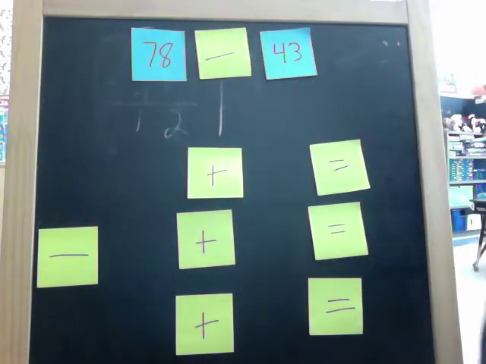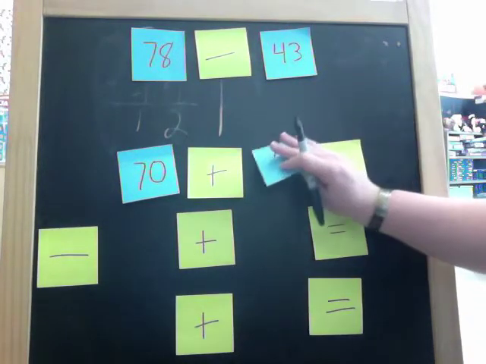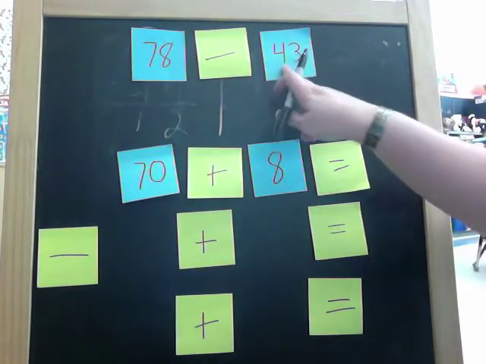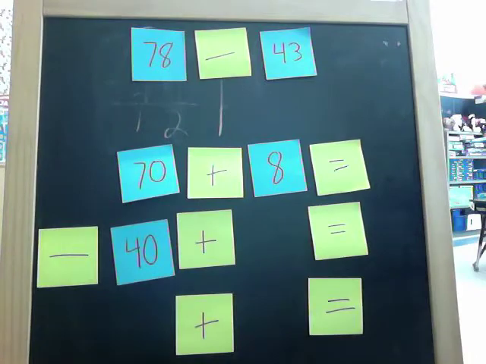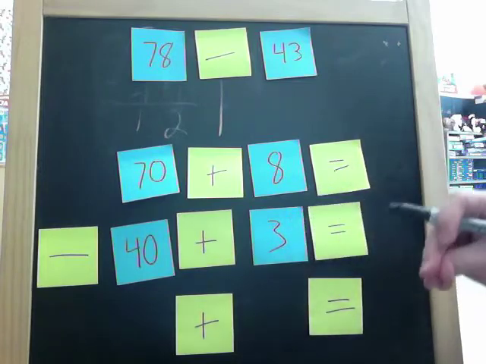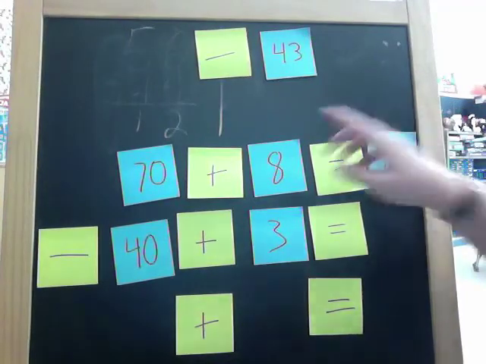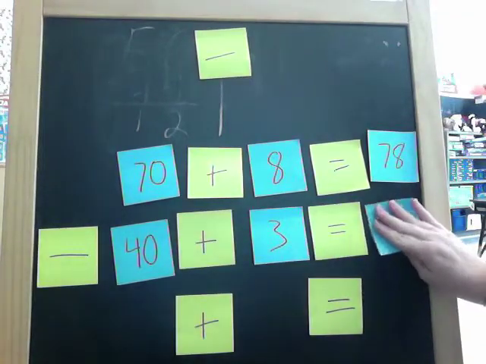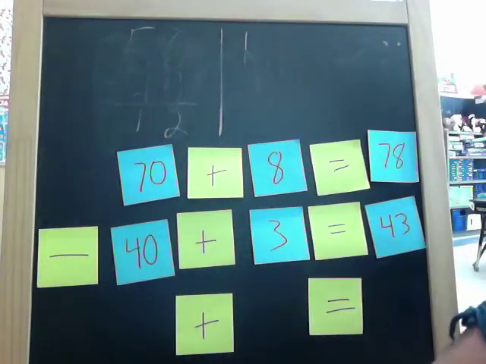So 78, I've got a 7 in the tens column, so that would be 70. And I have an 8 in the ones column, so that would be 8. Now you tell me, how about 43? What would I write for my tens column? Yes, I would write a 40. And what would I write for my ones column? Right, I would write a 3. So now we have our 78, which is 70 plus 8 equals 78, and our 40 plus 3 equals 43. Same numbers, we just took them and expanded them.